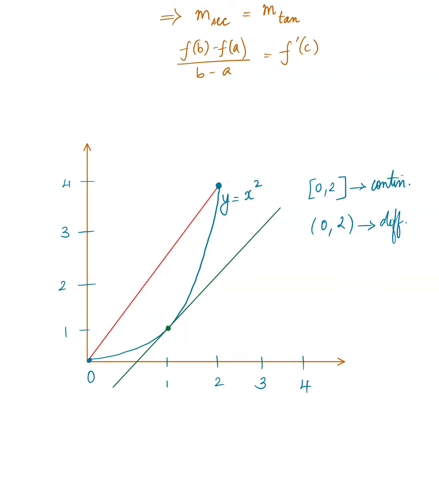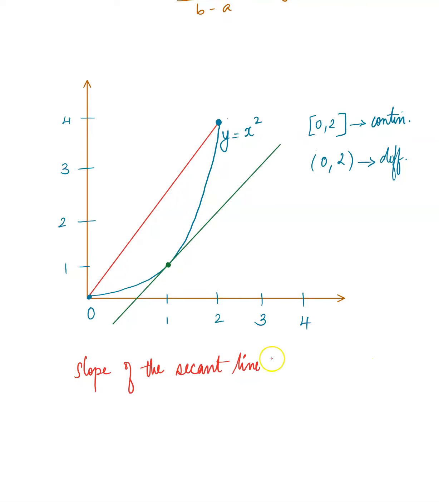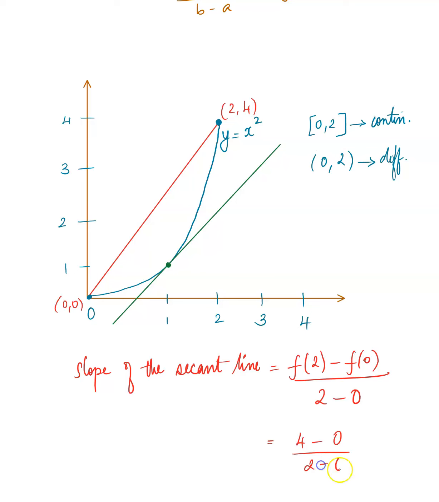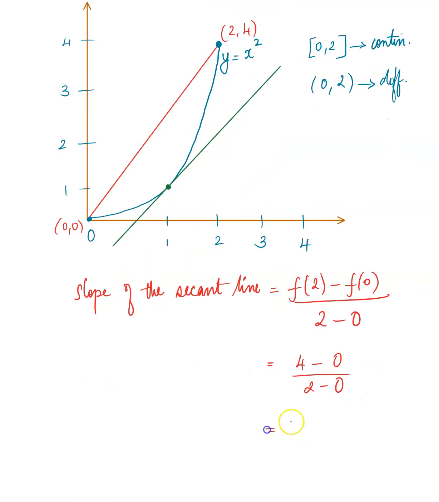Okay. So the slope of the secant line between 0 and 2 will be f of 2 minus f of 0 over 2 minus 0, right? But we know that this coordinate is (0, 0), and this coordinate will be (2, 4), because when you plug 2 into y equals x squared, 2 squared is 4. And so I'm going to just use 4 minus 0 over 2 minus 0. So the slope here is 4 over 2, which is 2.